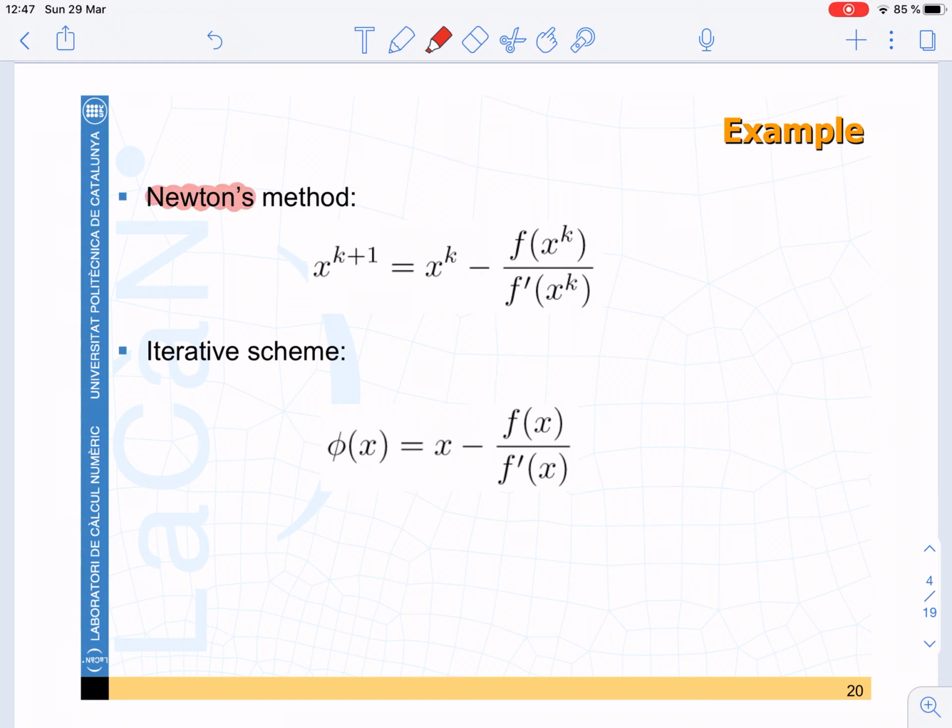Remember this method where we go from x_k to x_{k+1} by evaluating both f and f prime at x_k. This method corresponds to a definition of phi of x as shown here. In other words, what we're saying is that this is simply phi of x_k with this definition here.